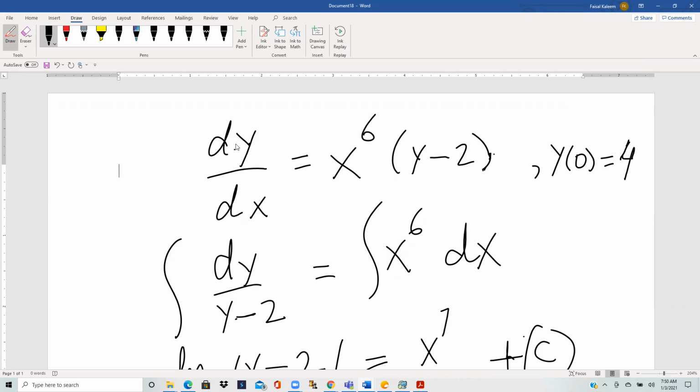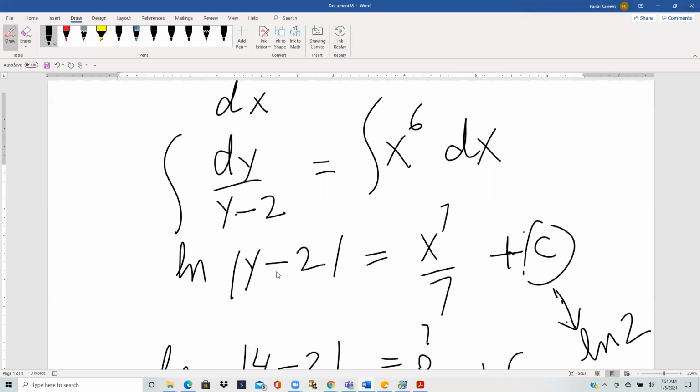Okay, so now remember, when you separate, you should have the differentials in the numerator. So here dy is in the numerator, so we leave it over there and we bring the y terms alongside it. So the y term was y minus 2, so you divide by y minus 2, and x to the 6 on the right hand side, and then the dx comes to the numerator on the right hand side. And when you integrate both sides, the integral of 1 over (y minus 2) is ln of the absolute value of y minus 2, and x to the 6 is x to the 7 over 7 plus c.